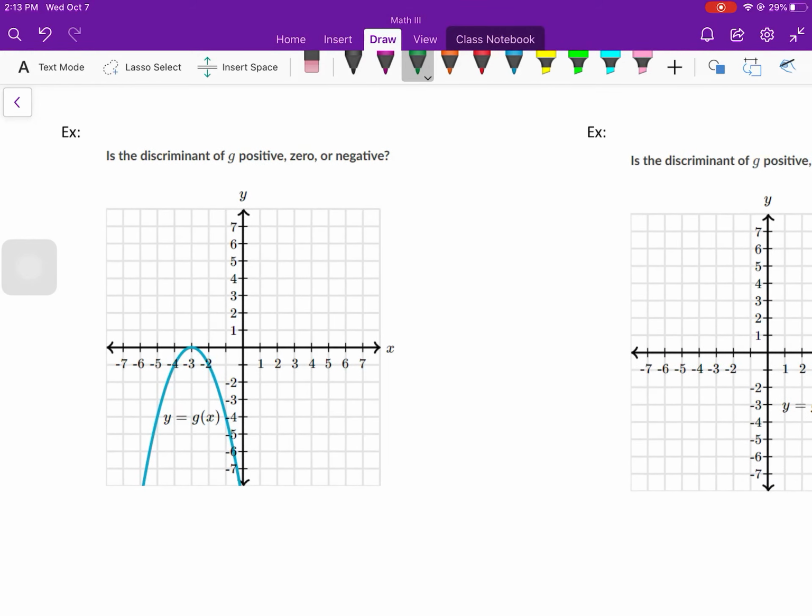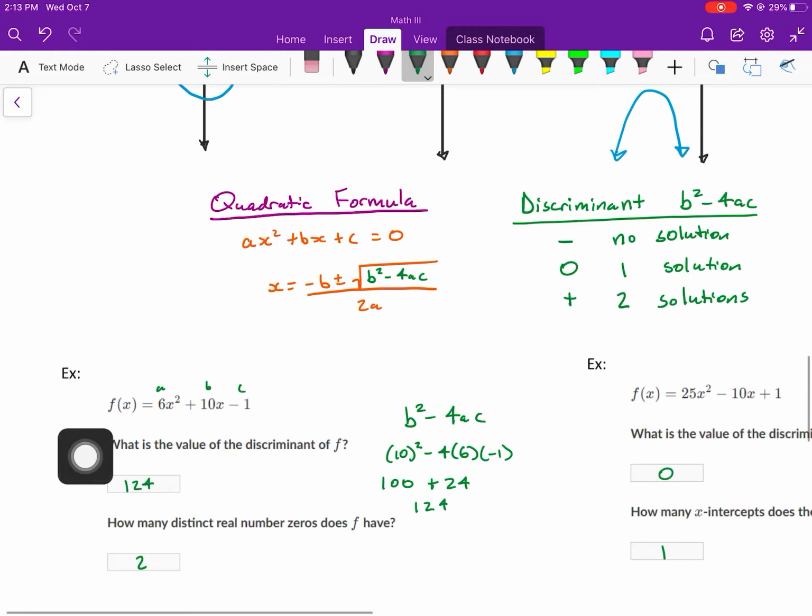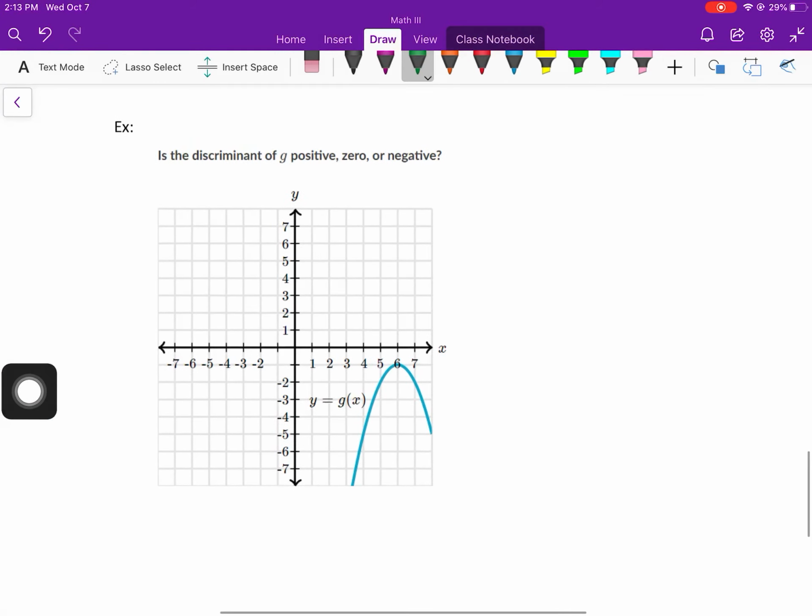These questions are a little bit interesting. Look at this. How many solutions does it have? It just touches the x-axis, so it has 1 solution. So that means that the discriminant must be 0, because that's what gives us 1 solution, right? If we go back up to this right here, if the discriminant is 0, you have 1 solution. Or over here, we have no solution. So our discriminant must be negative.